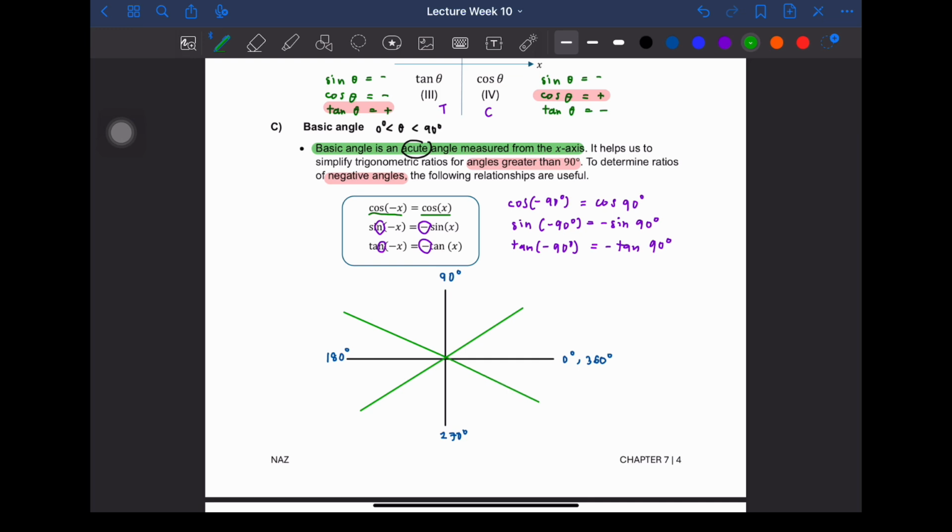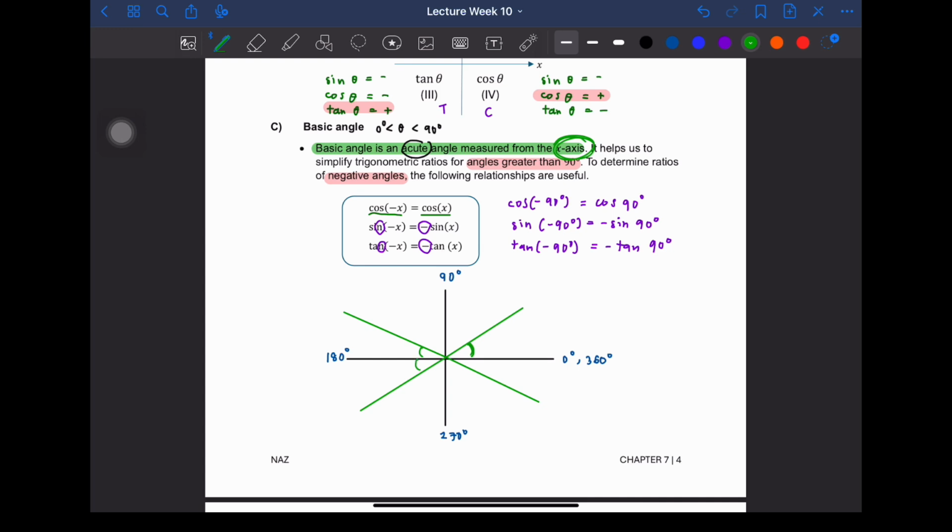And then basic angle is an acute angle measured from x-axis. Dia mesti measured from x-axis. Kata kunci dia pada perkataan x-axis over here. Okay, so means that for the first quadrant over here, our basic angle is located over here. This is our basic angle. Okay, it's from x-axis. Okay, so for the second quadrant, basic angle mesti from x-axis sampai sini. So ini basic angle kita. Over here. So this is our basic angle for the second quadrant.